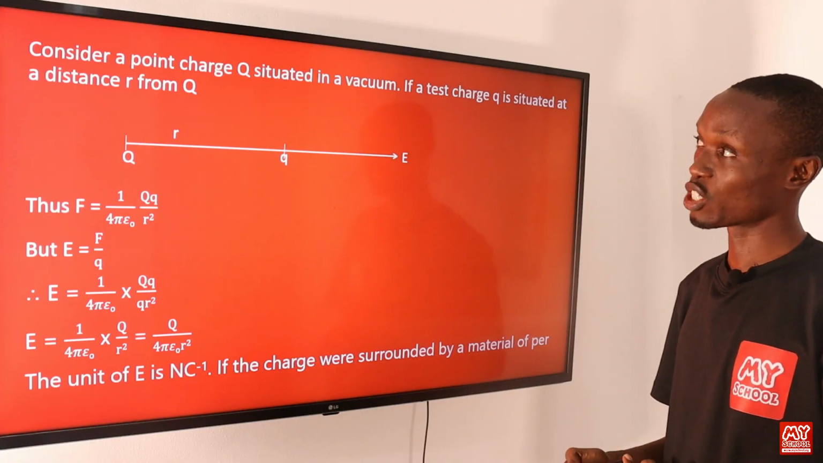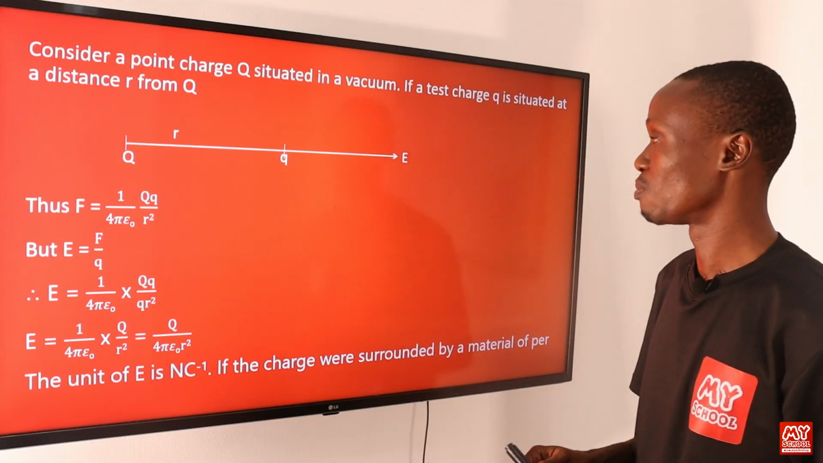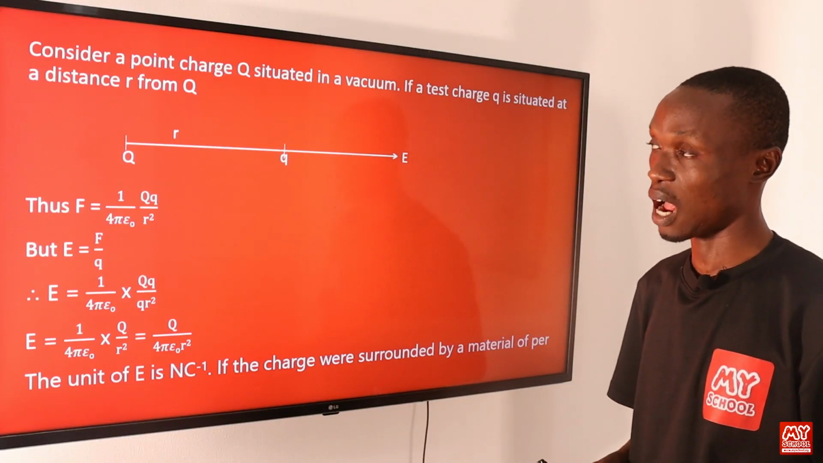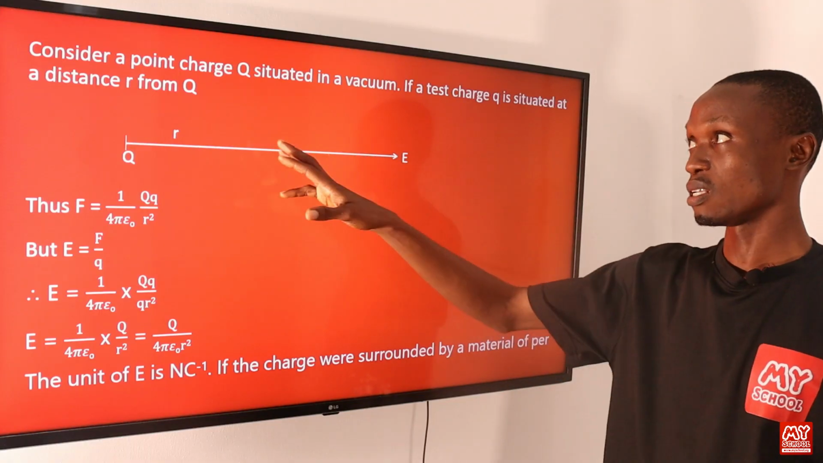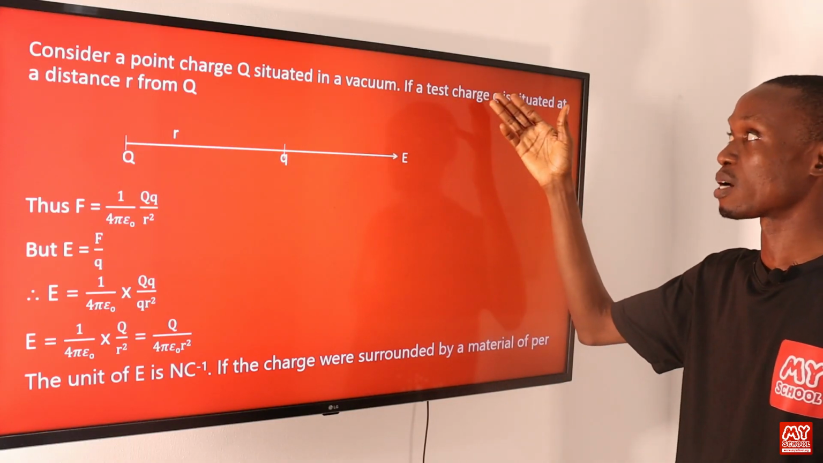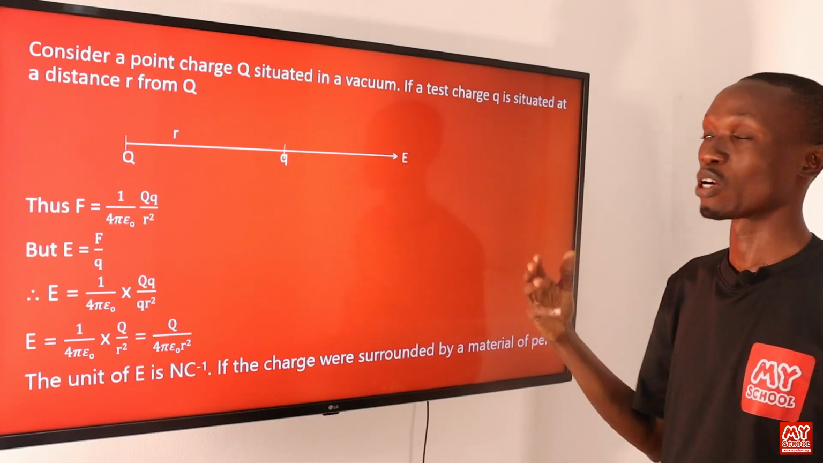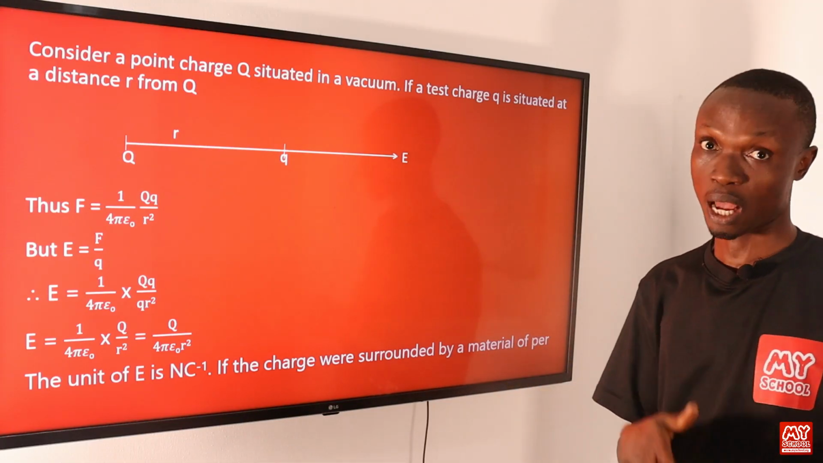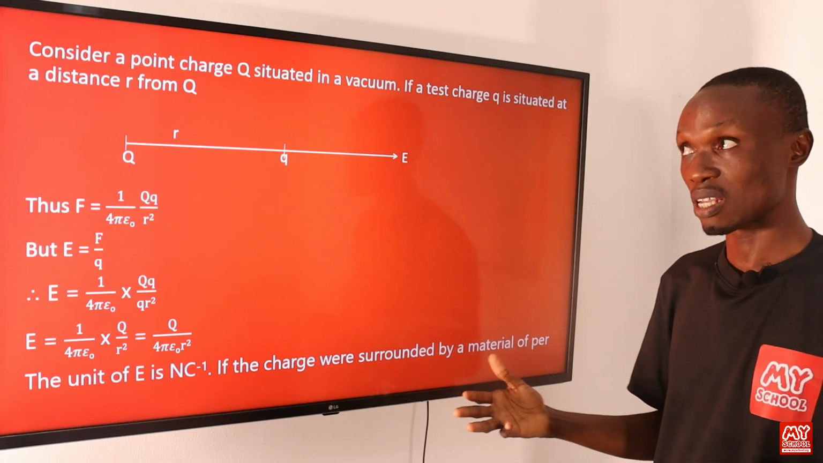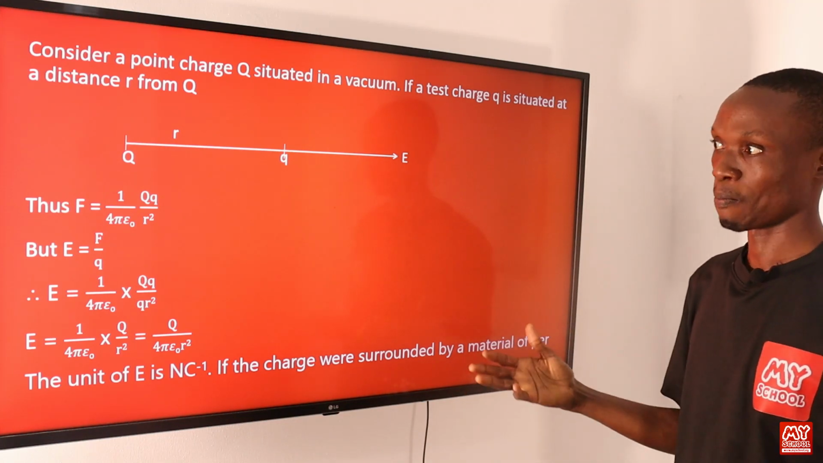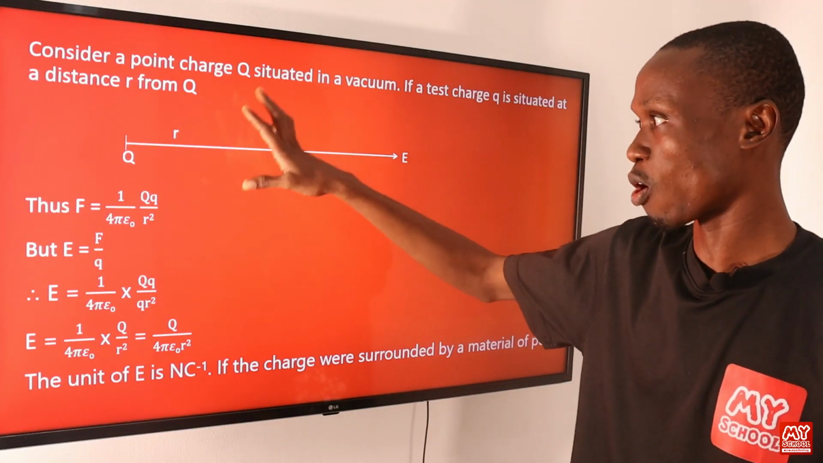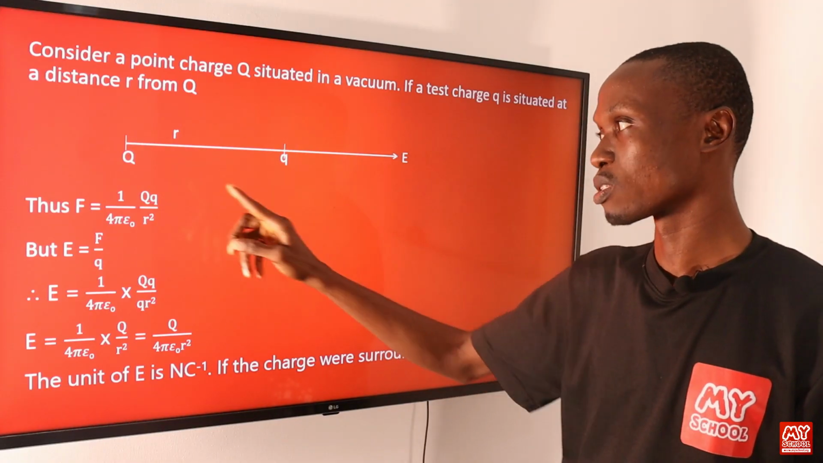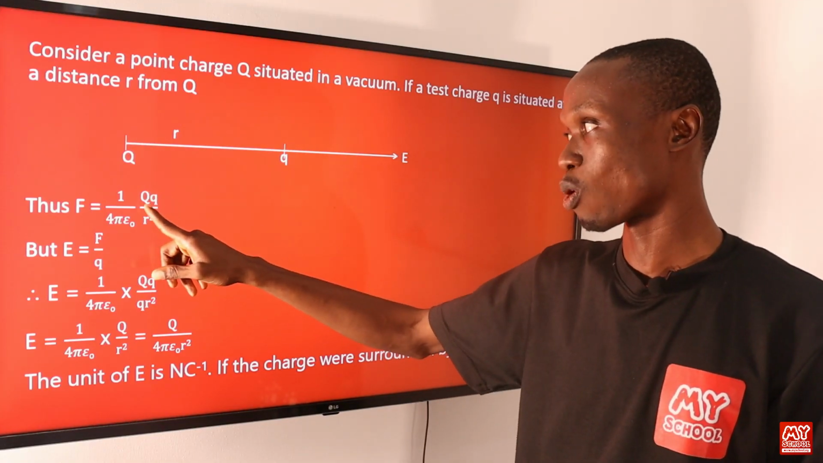Now consider a point charge Q, capital letter Q, in a vacuum. If a test charge q is situated at a distance r from Q, as you can see in the diagram below. When we talk about a test charge, we are just referring to an imaginary vanishingly small positive charge that is used to detect the presence of an electric field. Thus F is equal to 1 over 4 pi epsilon naught, then capital Q, small q, all over r squared.